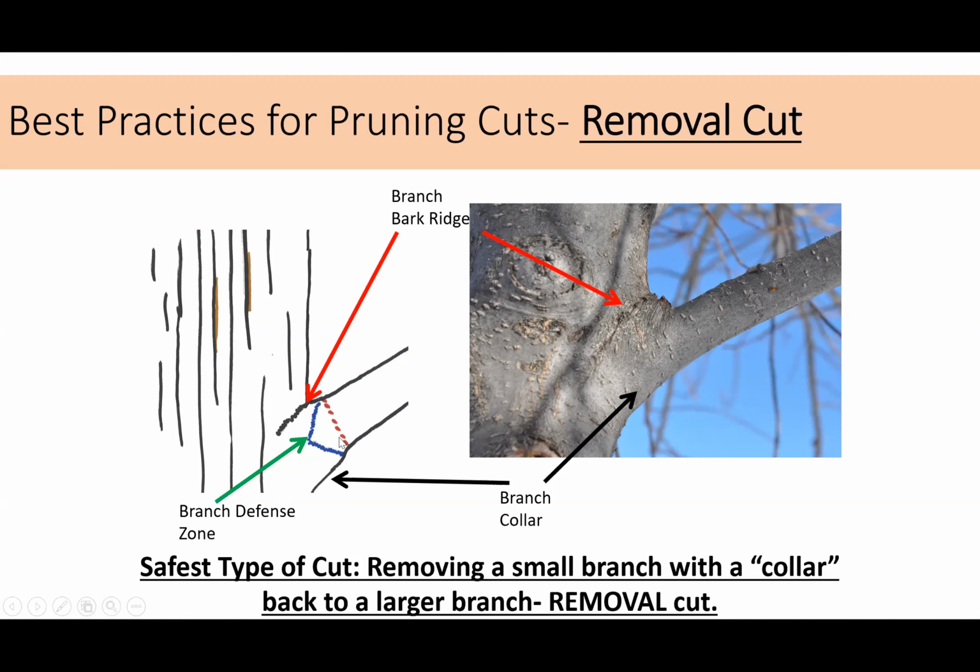Branch collars are denser, so it's harder for decay organisms to penetrate them. The wood there is denser. There are more cell walls per unit area. And they can also have in them this little conical set of tissues, known as the branch defense zone. The branch defense zone is an area where the tree can actively make compounds to fight decay organisms.